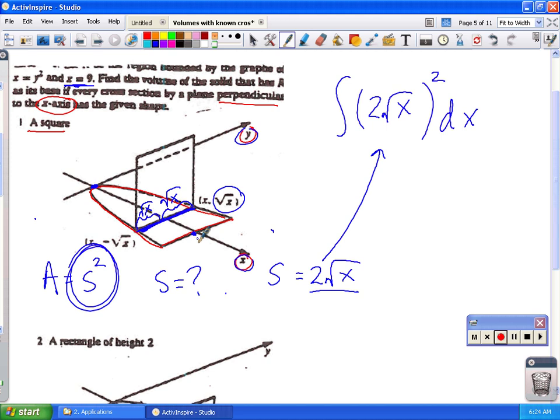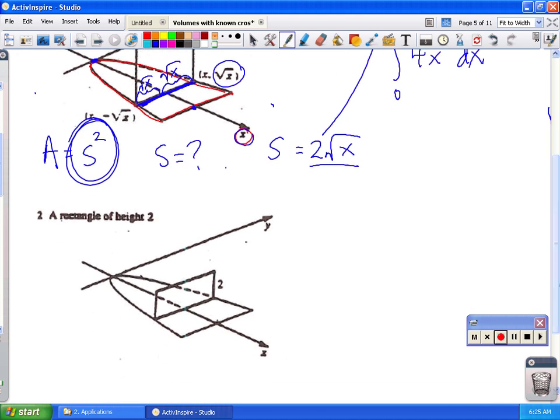We're stopping at 9 because they told us in the problem 0 to 9. And then cleaning that up just a little bit, I'm not going to integrate it all the way out. So we get the integral from 0 to 9 of 4x dx. And from there, that's not a really difficult problem to find the integration of. But what we're doing is we're accumulating or adding up the area of an infinite number of squares. And so we've used a formula for the area of a square.